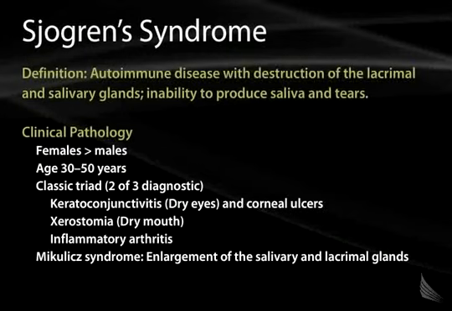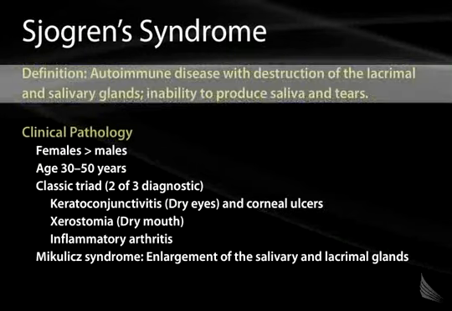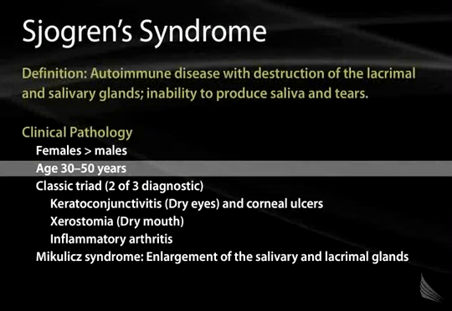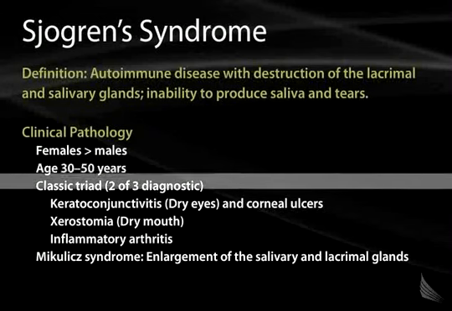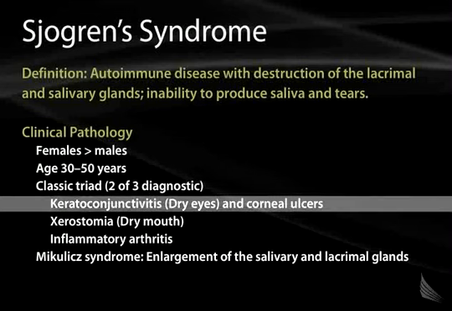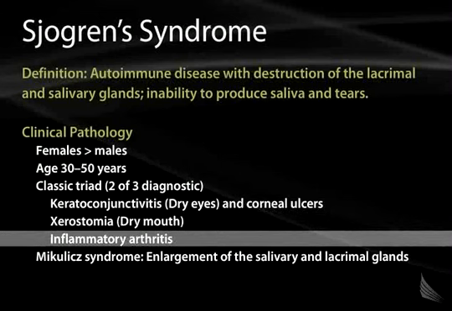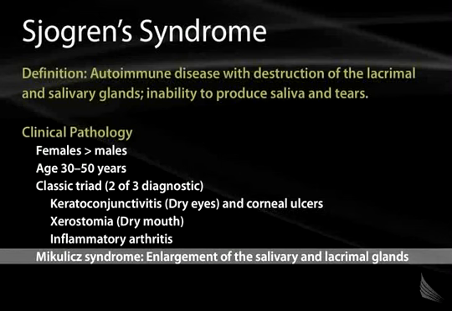Moving on from lupus to Sjogren's syndrome. Sjogren's syndrome is an autoimmune disease with destruction of lacrimal and salivary glands, leading to an inability to produce tears or saliva. Like all of the collagen vascular diseases, it has an increased predilection for females, and the age is young to middle-aged women. The classical triad of Sjogren's syndrome is dry eyes, dry mouth, with an inflammatory arthritis. And the Mikulicz syndrome is enlargement of the salivary and lacrimal glands in the setting of Sjogren's syndrome as well.